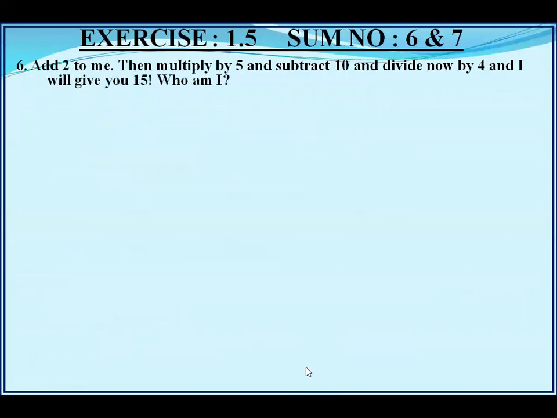Add 2 to me, then multiply by 5, subtract 10 and divide now by 4, and I will give you 15. Who am I? We don't know the number, so let it be A. A plus 2, multiply by 5, subtract 10 and divide by 4. I will give you 15, so it equals 15.